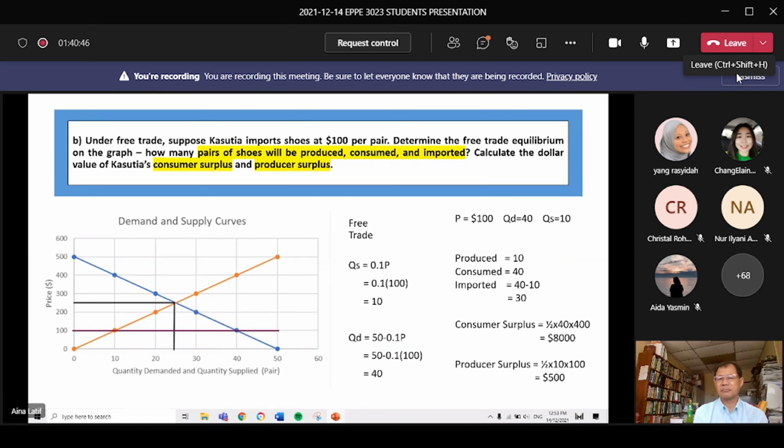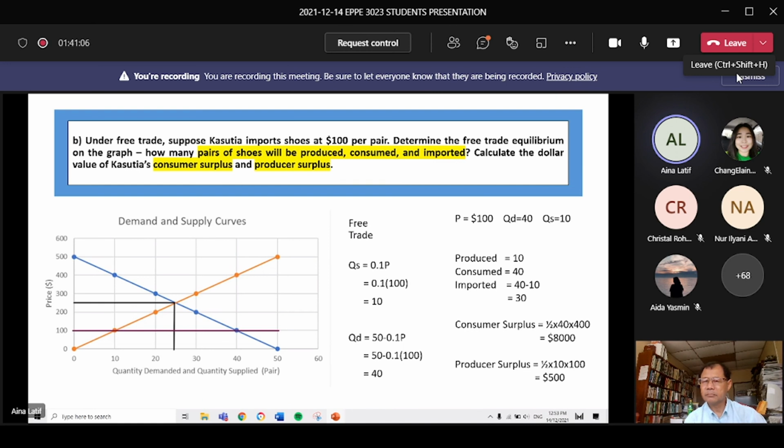For question B, I will try to explain. Under free trade, suppose Kasutia imports shoes at $100 per pair. Determine the free trade equilibrium on the graph. How many pairs of shoes will be produced, consumed, and imported? Calculate the dollar value of Kasutia's consumer surplus and producer surplus.